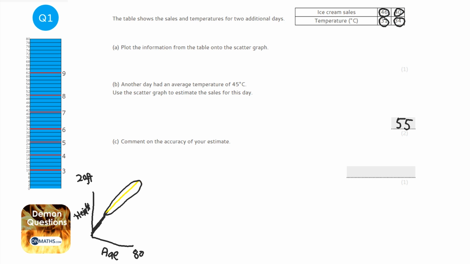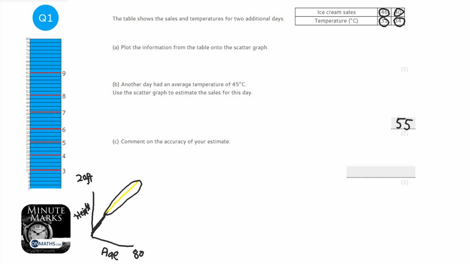We don't know whether the trend continues. Now with ice cream sales, if it's ridiculously hot, no one's going to leave their house. They're all going to be sitting inside with their air conditioning or sitting in their car with their air conditioning. So we know it probably won't continue.